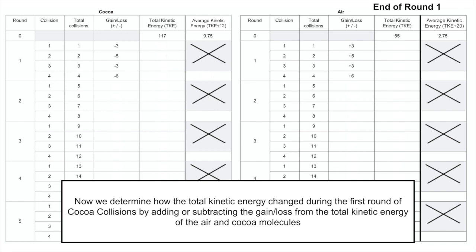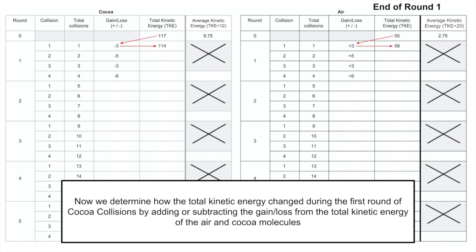We'll go with adding and subtracting the gains and losses because it will be faster than having to add up all the molecule cards after every round of cocoa collisions. Prior to the collision, the air as a system, that is energy from all the air molecules, added up was 55. In contrast, the total kinetic energy of the cocoa started at 117. We can now add and subtract all the gains and losses from the starting total kinetic energy to see how the total kinetic energy changed.